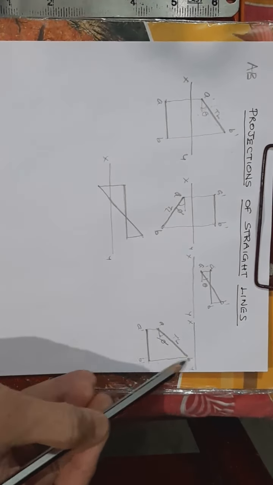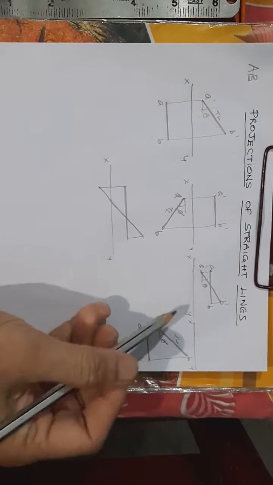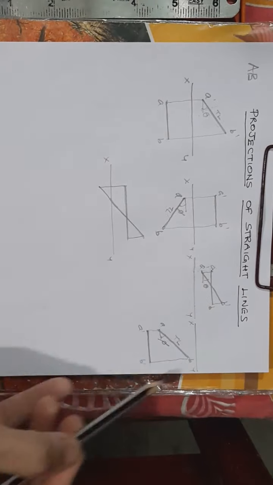But here the things are different. The distance from HP to A is lesser, but the distance to B from HP is higher, while the distance from VP to both ends is the same. So depending upon the distance to the ends from HP and VP, you may get your front views and top views, and the appearance may vary like this.